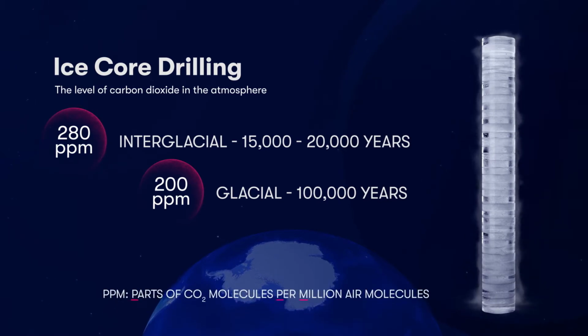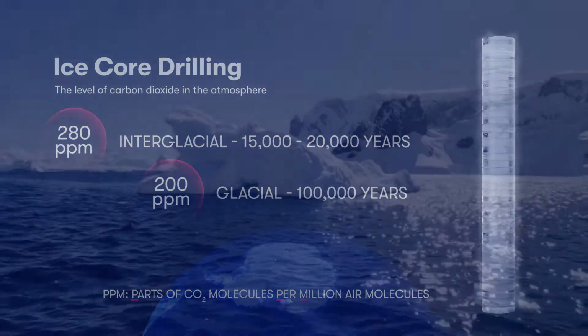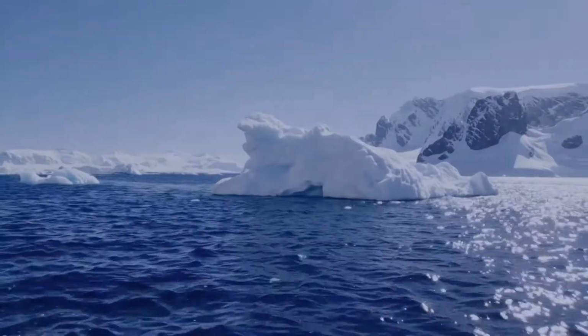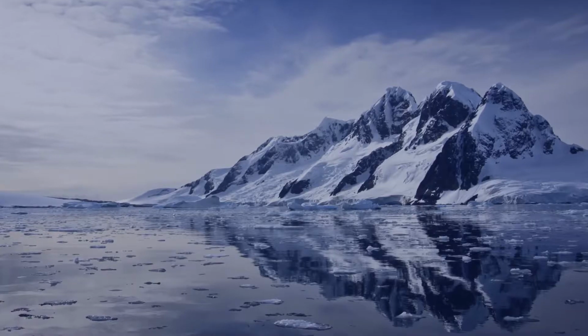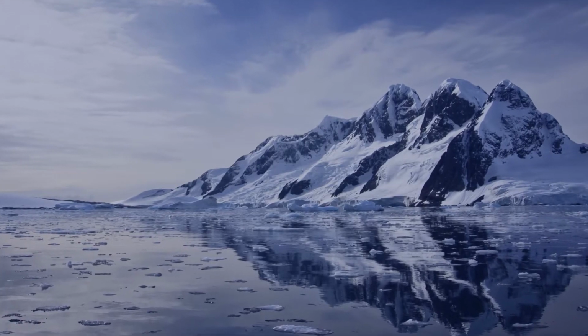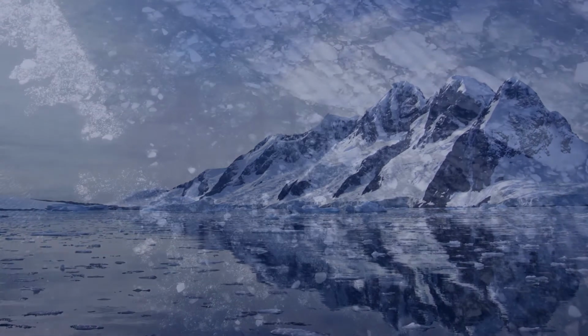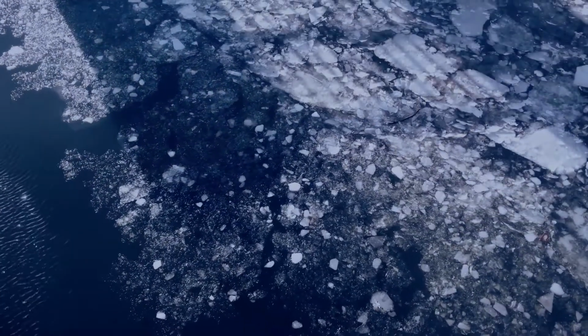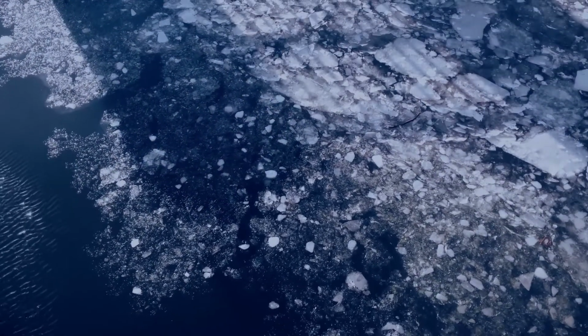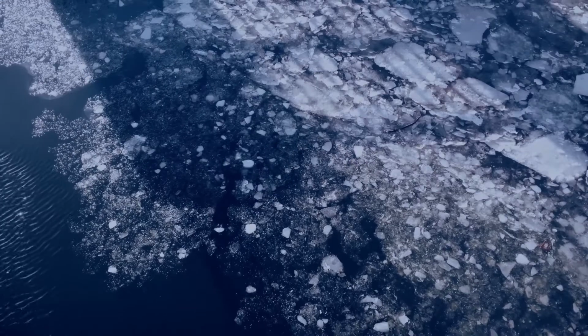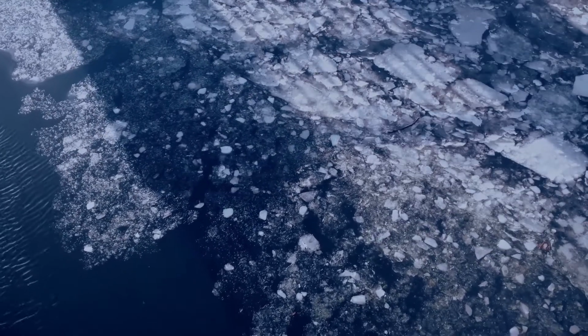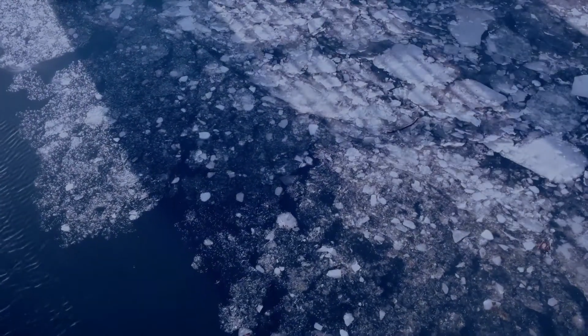ppm is an abbreviation for parts per million, meaning that for every million air molecules, you'll have 200 molecules of CO2 under the Ice Age and 280 in the interglacial periods. Even though these numbers do not seem that high, the increase is enough to keep temperatures about 30 degrees higher than if there were no greenhouse gases. Until the Industrial Revolution in the 19th century, the number was in fact 280 ppm, but after that it started to increase.